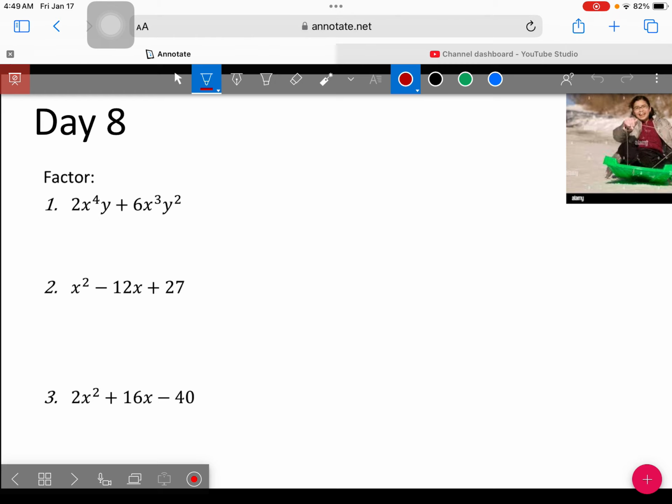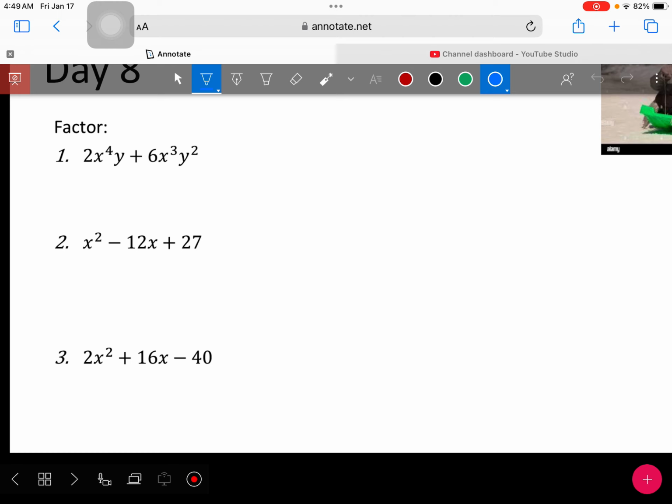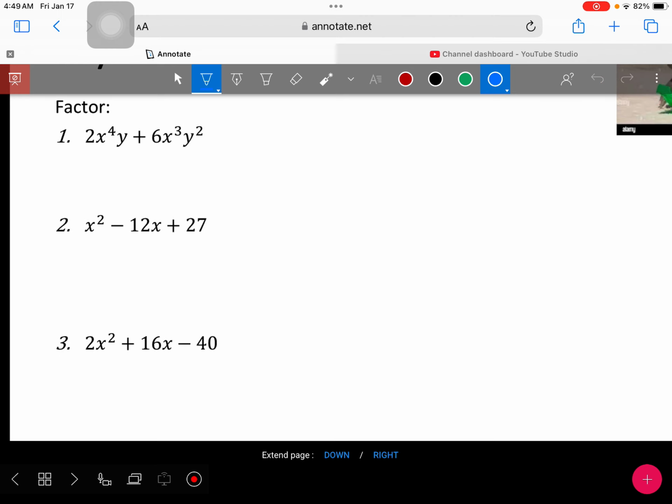I'm going to go through these pretty quickly because, as you know, today you do have a skills check. And hopefully by now this is all relatively well known and kind of like a review.